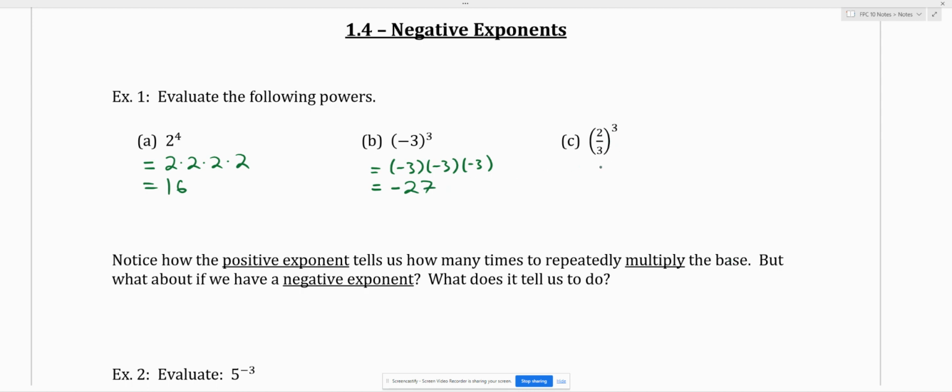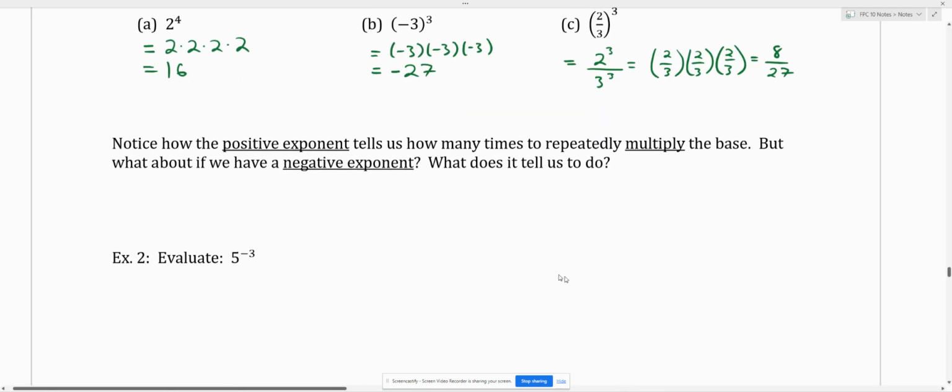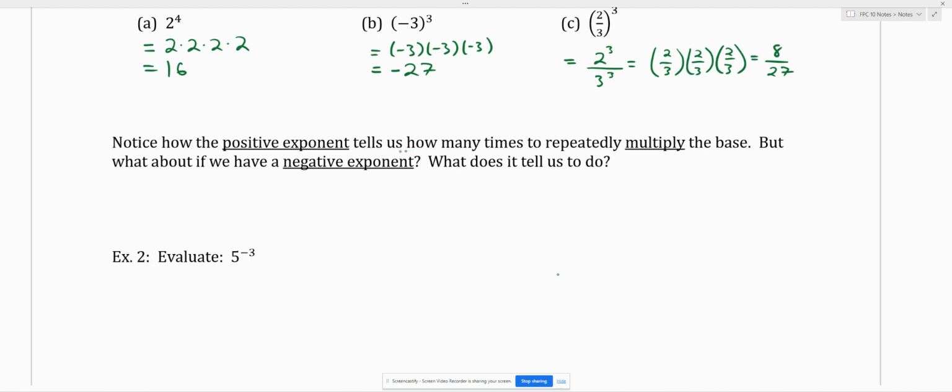And here it doesn't matter if it's a fraction either. We know that we can just cube the top and the bottom. So from our previous unit, this is 2 to the 3 over 3 to the 3, which another way of thinking of it is 2 over 3, 2 over 3, 2 over 3. With fractions and multiplying, we just multiply tops, multiply bottoms. So we end up with 8 over 27, just repeated multiplication. So we notice that the positive exponent tells us how many times to repeatedly multiply the base.